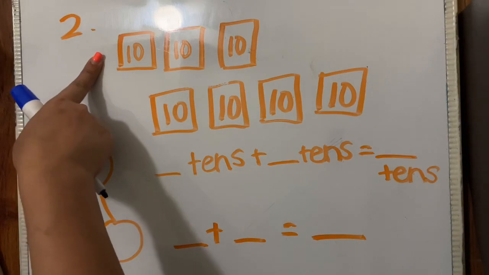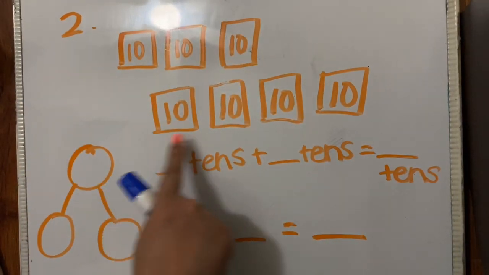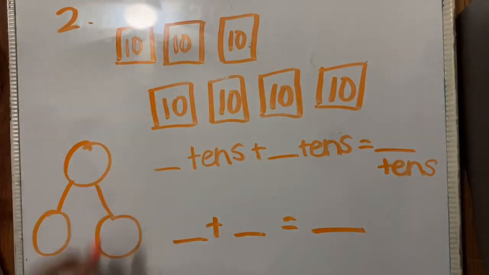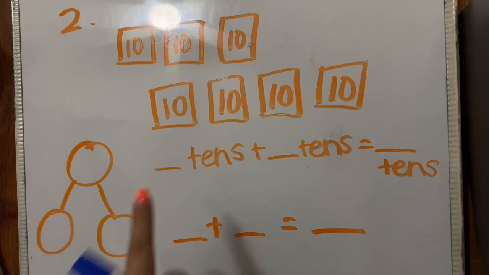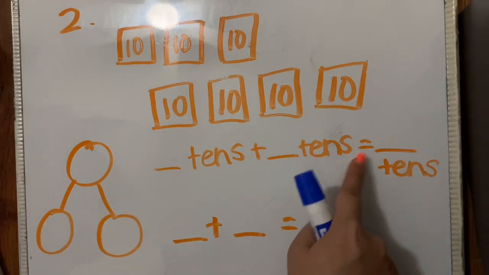I had this top row here, which has 3 tens. And then I have this bottom row here that has these boxes. They're a little off-centered, but this is the first group and this is the second group. So let's do our number sentence here. So I have blank tens plus blank tens equals blank tens.